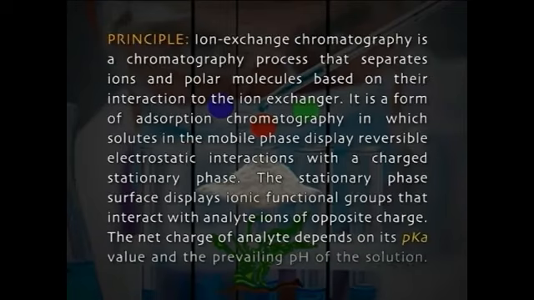Principle. Ion exchange chromatography is a chromatography process that separates ions and polar molecules based on their interaction to the ion exchanger. It is a form of adsorption chromatography in which solutes in the mobile phase display reversible electrostatic interactions with a charged stationary phase. The stationary phase surface displays ionic functional groups that interact with analyte ions of opposite charge. The net charge of analyte depends on its pKa value and the prevailing pH of the solution.